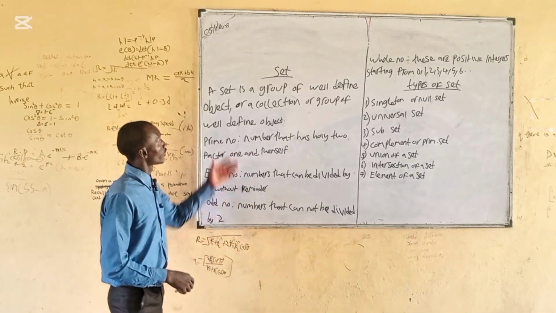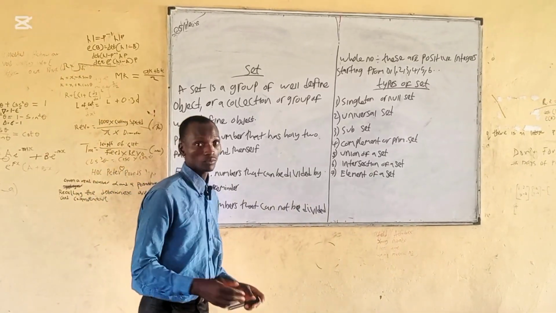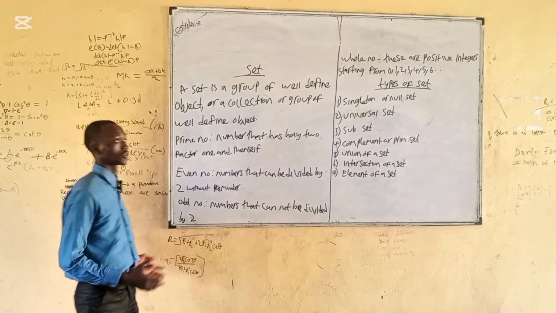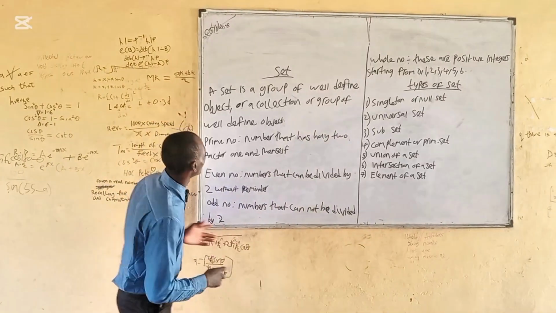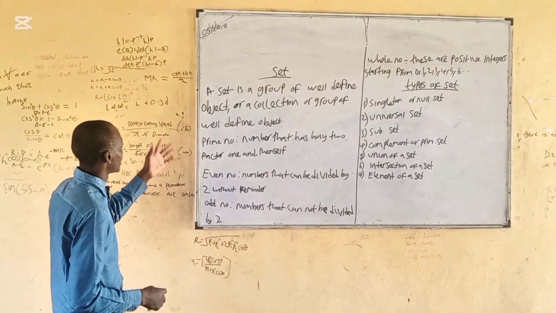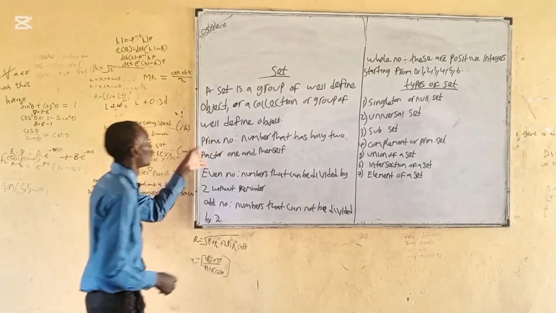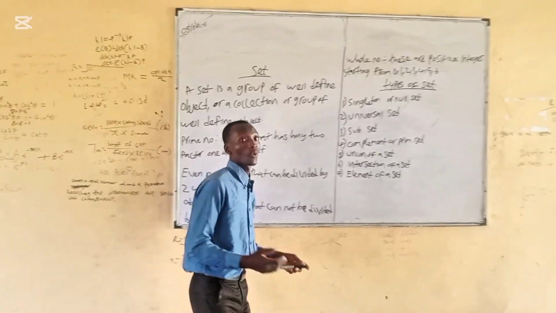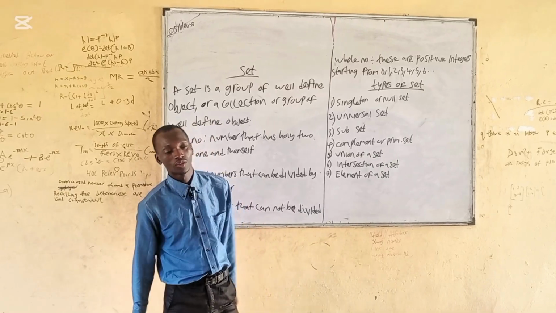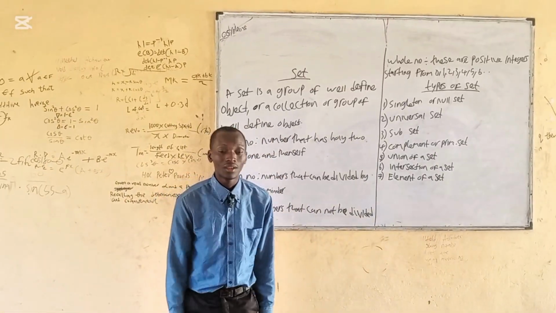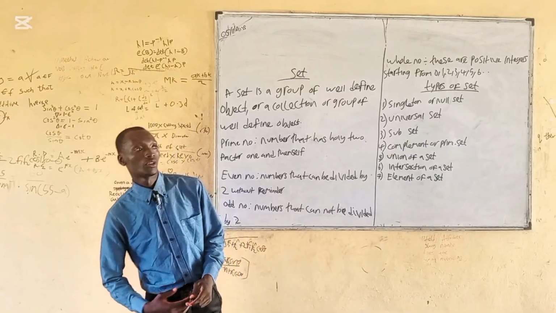On the board you can see we have the topic called set. Now, when I talk to some students, they complain about set. A set is a group of well-defined objects, or a collection of well-defined objects. What about a well-defined object? Sometimes we say a group of well-defined objects and you don't understand. It's simple.